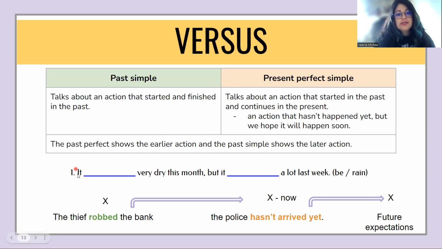Let's see. We have this sentence. We have it very dry this month, but it a lot this week. Right? So you have to decide which one goes with be and which one goes with rain. So remember, something happened in the past, and another action is open in the future, because we have future expectations about that action. The action is open. So which one is open? Be or rain? You have to decide that now.